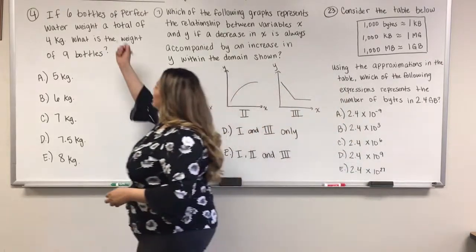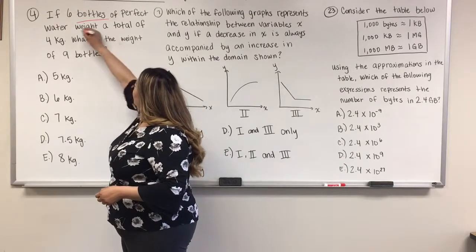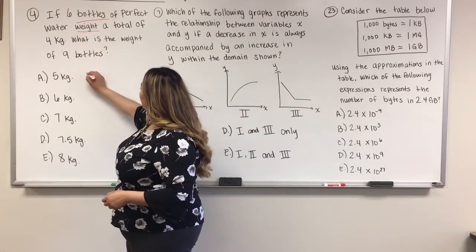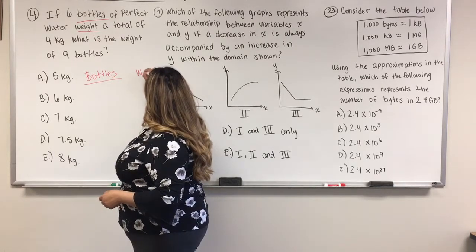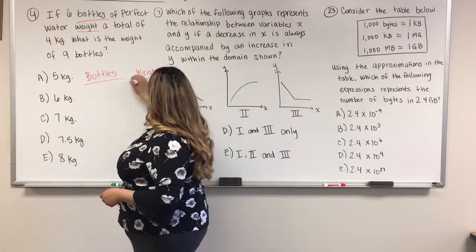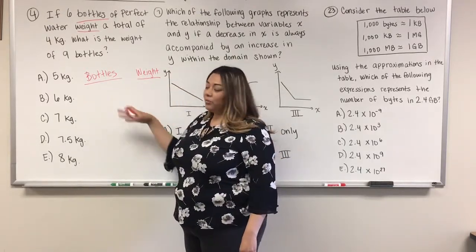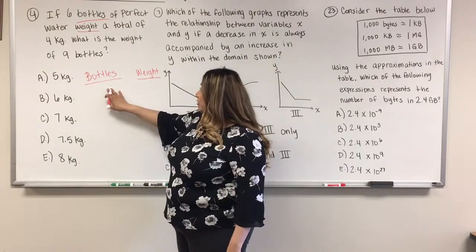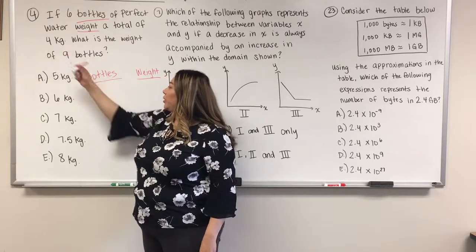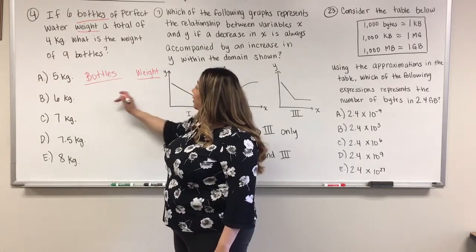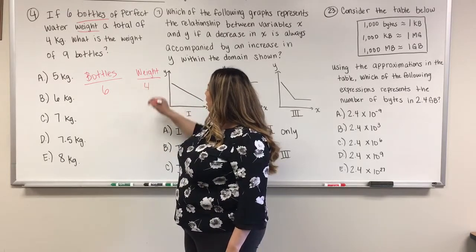So first of all, this is a ratio problem because we're comparing the bottles to weight. So what we're going to write is bottles and the weight. I want you guys to put whatever we're talking about because I don't want you to get confused. Instead of putting 6 bottles, you could accidentally put the 4, where the 4 is the weight. So that's why I need you guys to label it. This is 6 bottles, so for every 6 bottles, the weight is 4 kilograms.